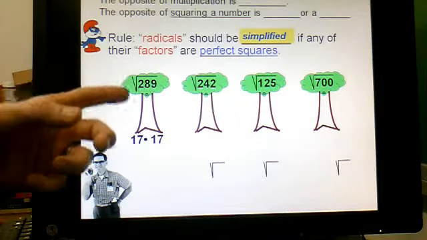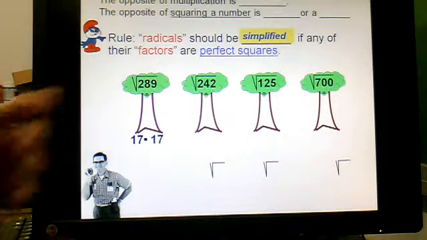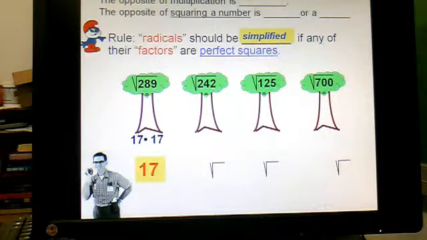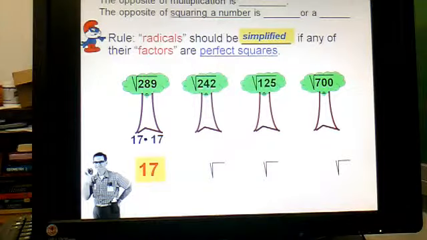So if you were to see square root of 289, you'd factor it into its roots. That's why I've got this picture of a tree with roots on it, so to speak. And you break it down, if possible, to a perfect square factor. The rest of these you can't simplify. You can't get rid of the radical sign completely.